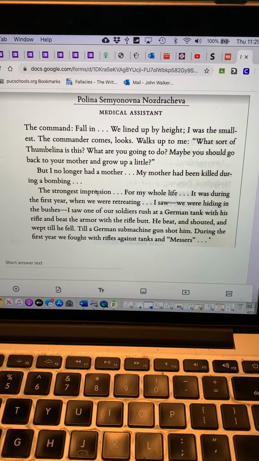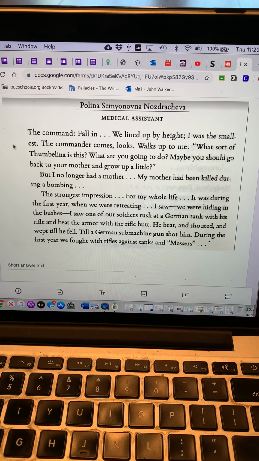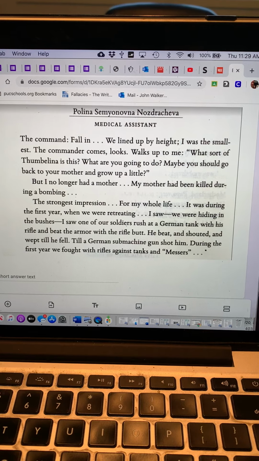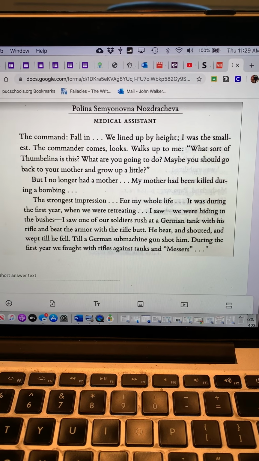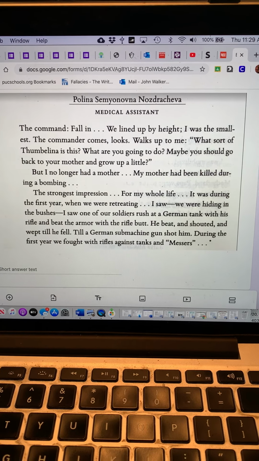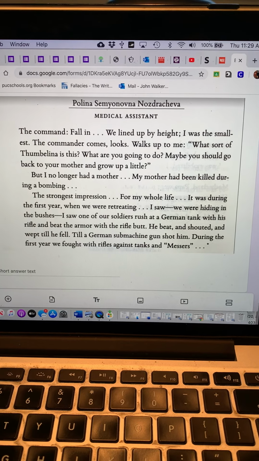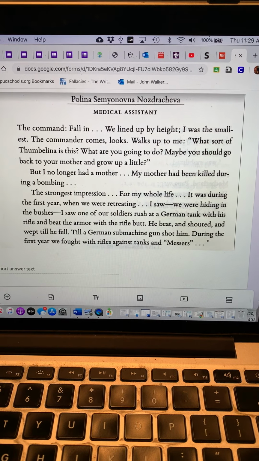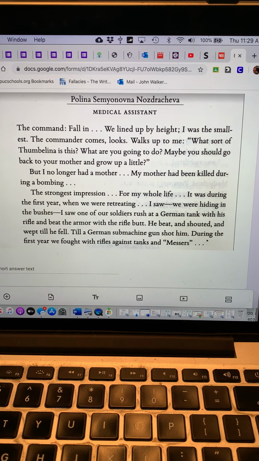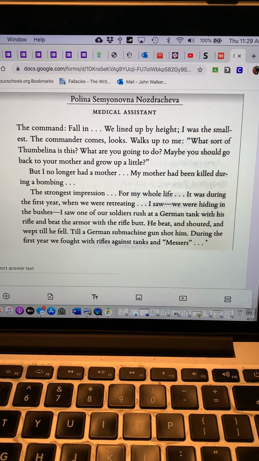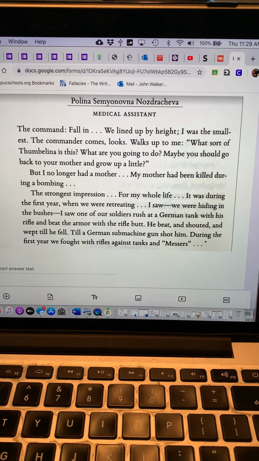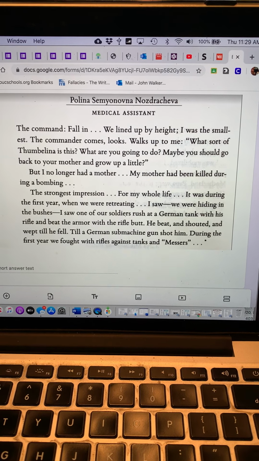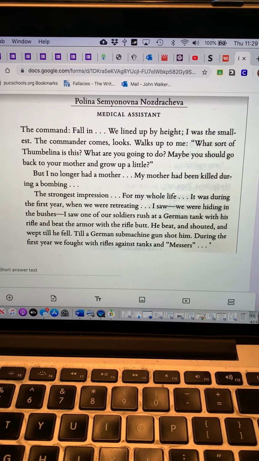So read this and you'll decide what is similar to the Russian experience in World War I as in World War II. So what's a continuity between the Russian experience in World War I and World War II? Here she writes, the command, fall in. We lined up by height. I was the smallest. The commander comes, looks, walks up to me. What sort of Thumbelina is this? What are you going to do? Maybe you should go back to your mother and grow up a little. But I no longer had a mother. My mother had been killed during a bombing.